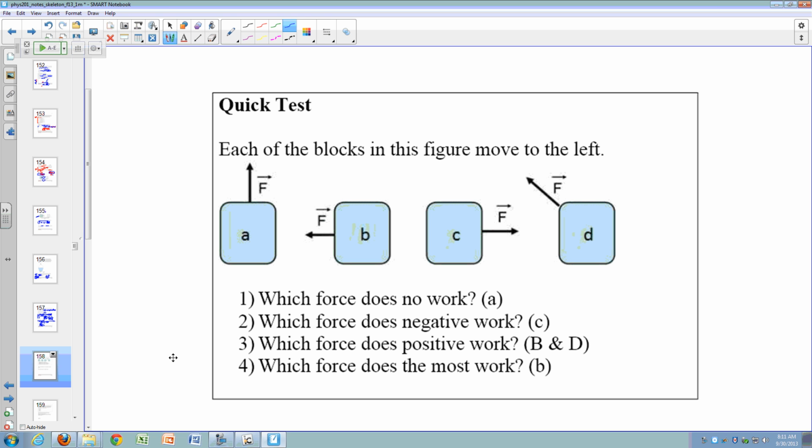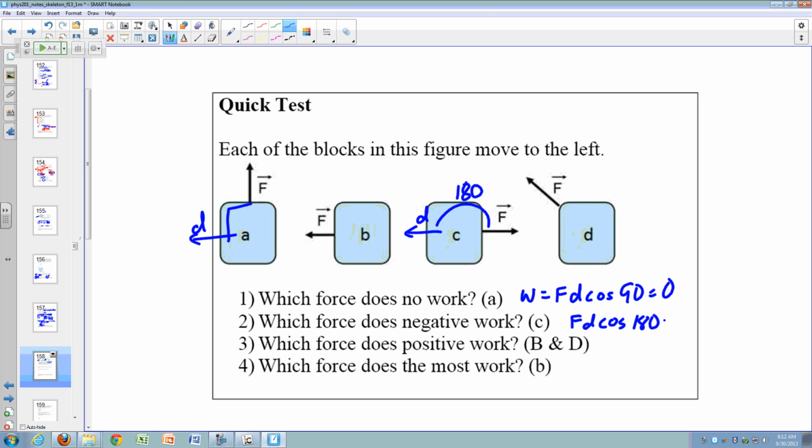The force that does no work is A, and mathematically we would say that this is F D cosine of 90, which is equal to 0, because my displacement here is perpendicular to my force. The force that does negative work is C. Remember, my displacement is in this direction, and so that angle is 180. So F D cosine of 180 is equal to negative FD.